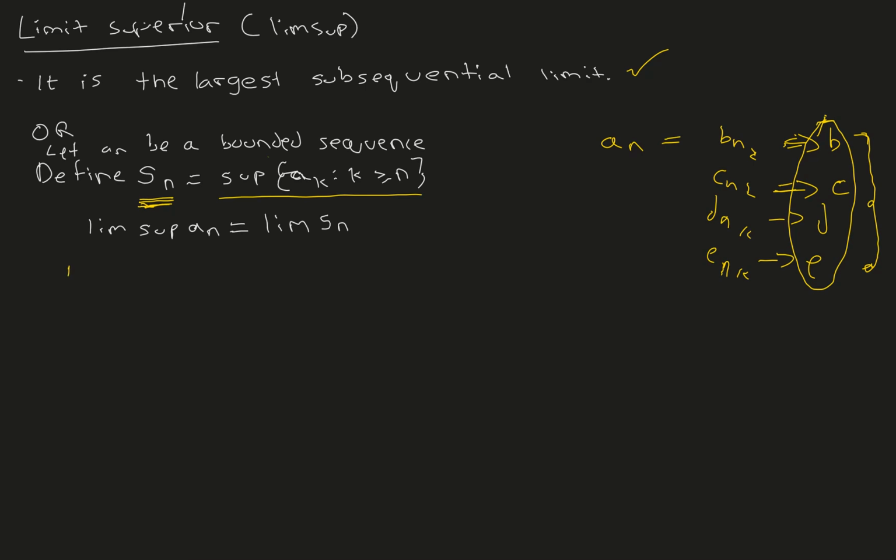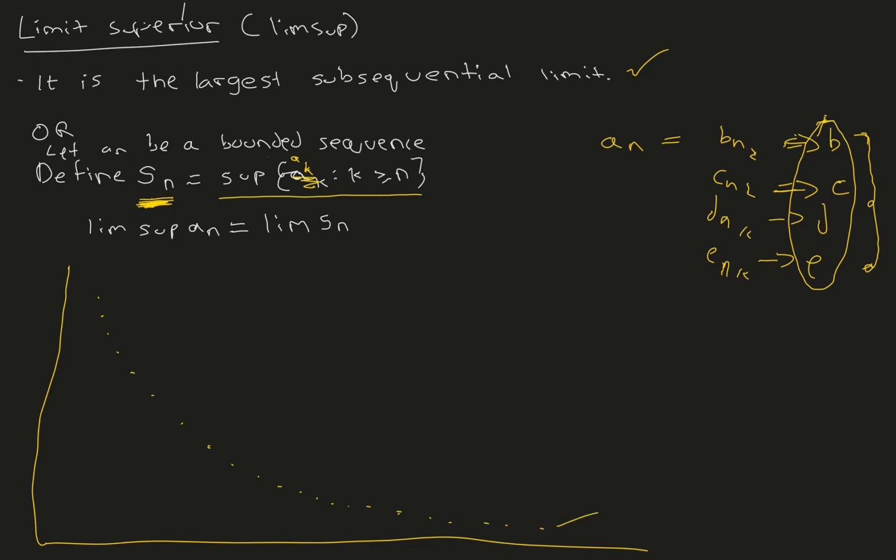So what does this basically mean? Let's take a look at this graphically to get a clear idea. Consider this sequence which goes like this. Let's now try to build the sequence S_n to see what's really happening. S_n is defined as the supremum of a_k, with k being greater than or equal to n. This yellow sequence is the sequence a_n.